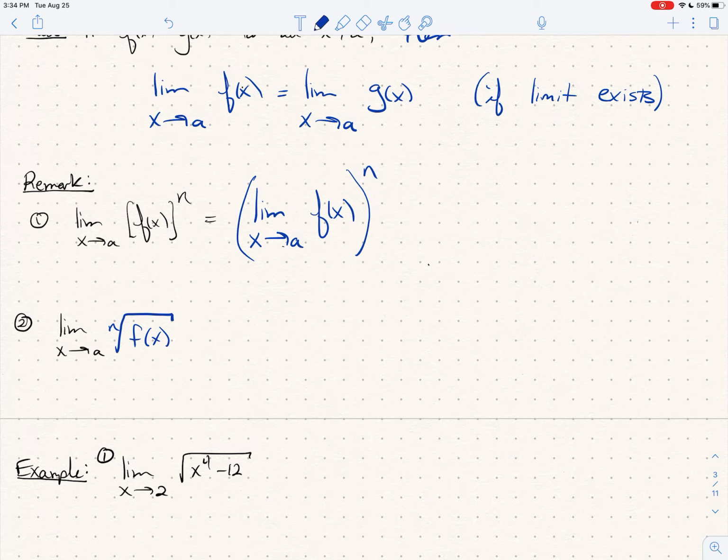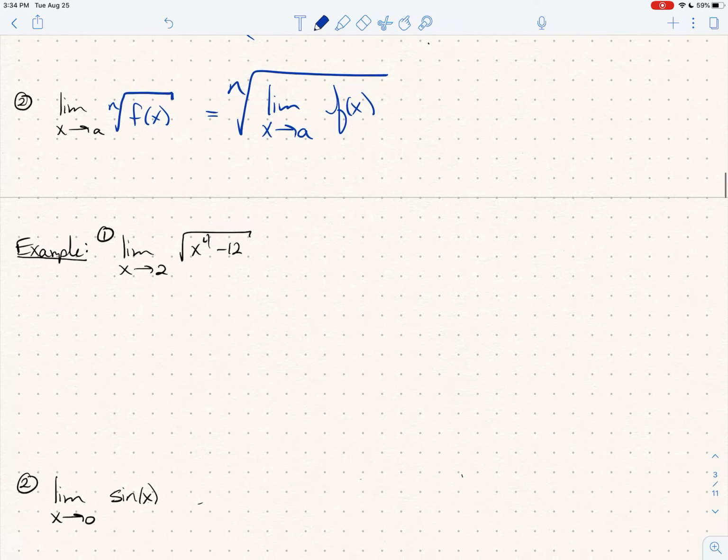And similarly, if you have an nth root, this actually applies if the power is a fractional power, you can write this as the nth root of the limit as x goes to a of f of x. And so I think these laws are best understood through an example. So let's go ahead and do one.